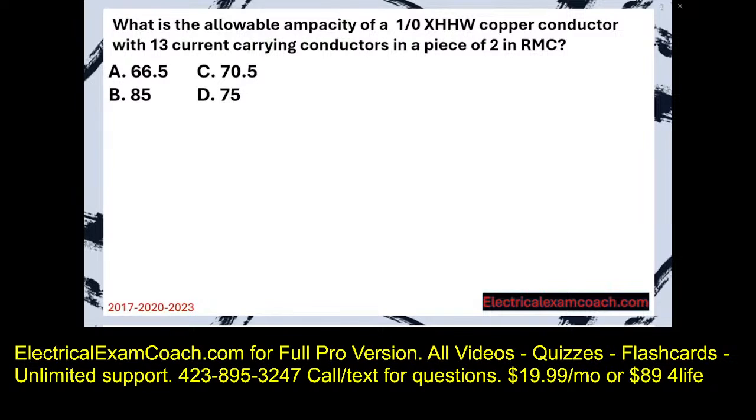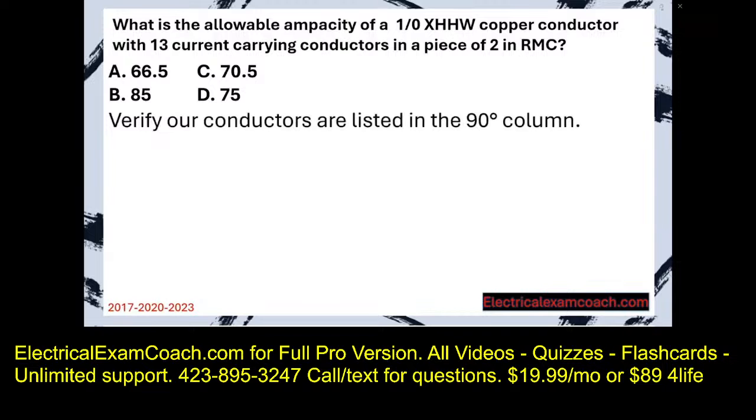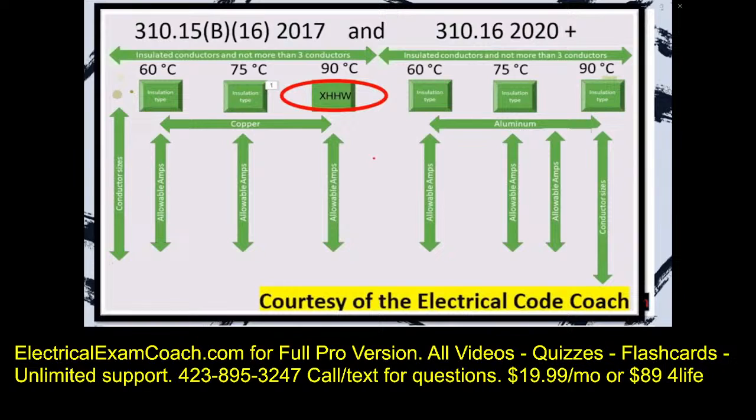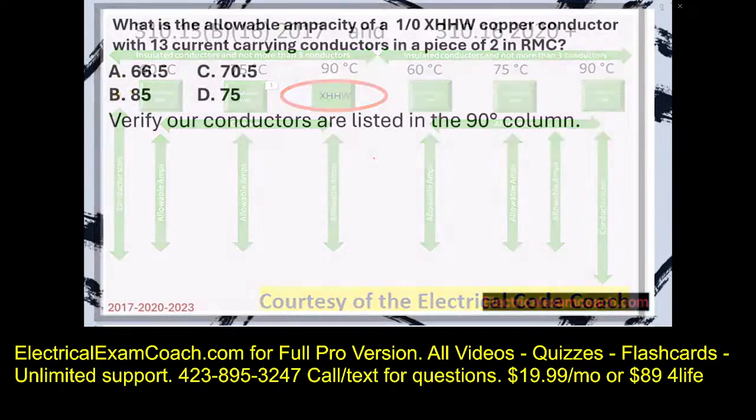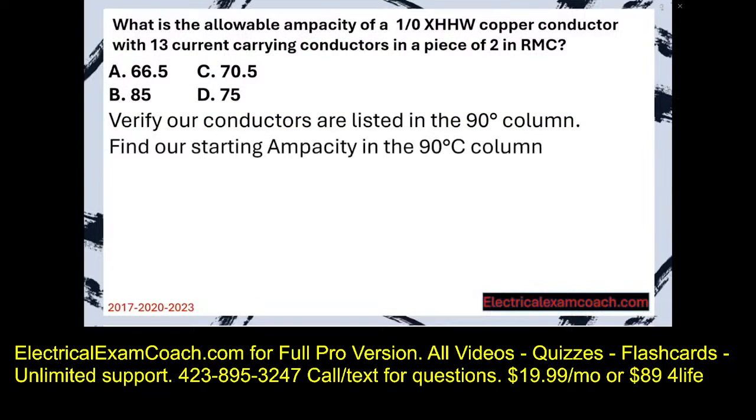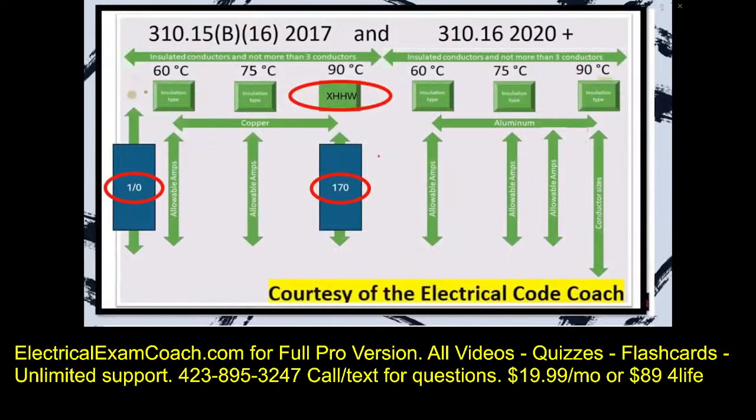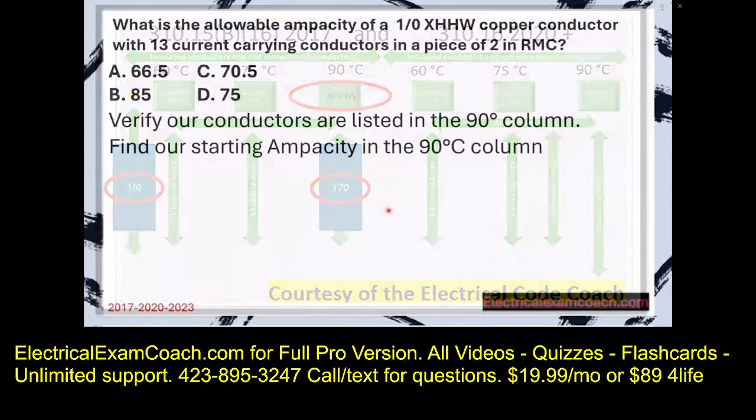What is the allowable ampacity of a 1-aught XHHW copper conductor with 13 current carrying conductors in a piece of 2-inch RMC? Step 1, we're going to verify that our conductors are listed in the 90° C column. When we head there, we find that XHHW is listed, so we're going to find our starting ampacity. We head to our primary ampacity table. We're on the copper side. We start until we find 1-aught on the left, then we cross all the way over to the 90, and we find that it's 170 amps.